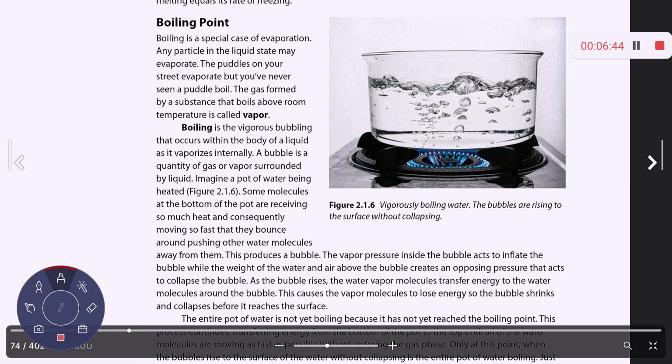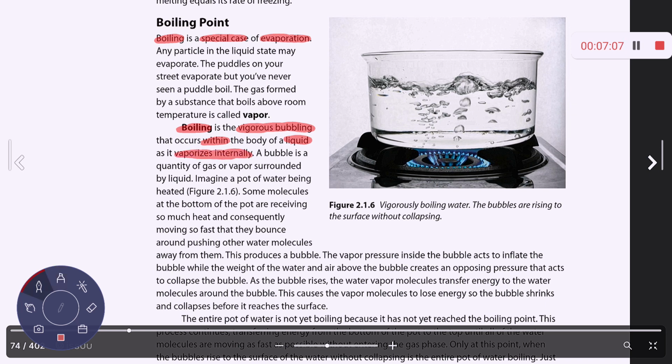Boiling is a special case of evaporation. Okay, so if there's a puddle of water outside, you know that eventually that entire puddle will evaporate. And boiling happens when we have vigorous bubbling within a liquid and then it internally vaporizes.